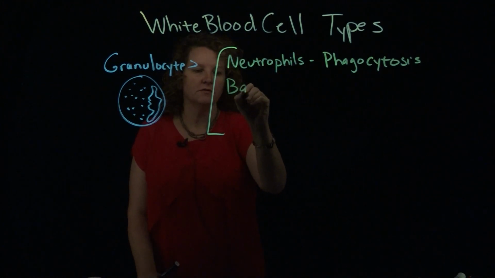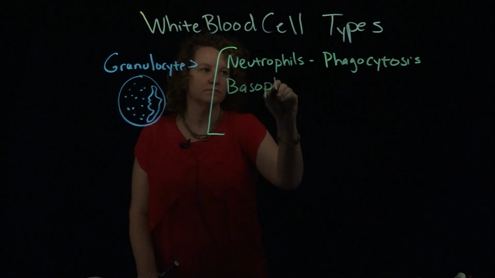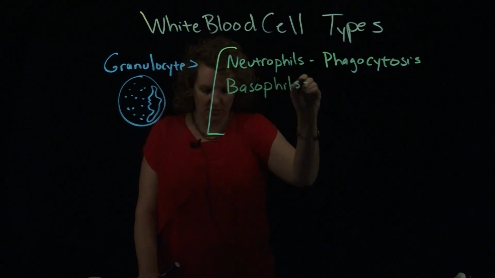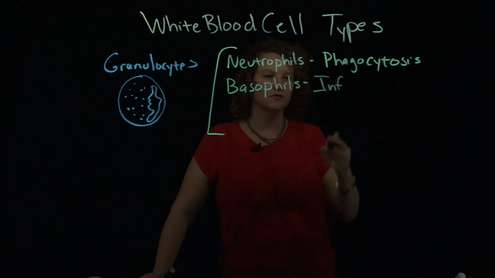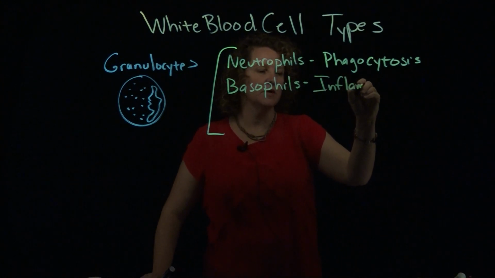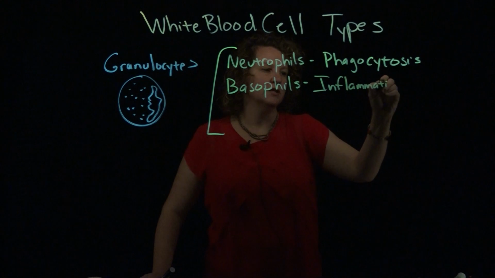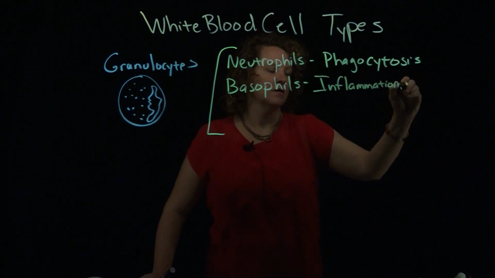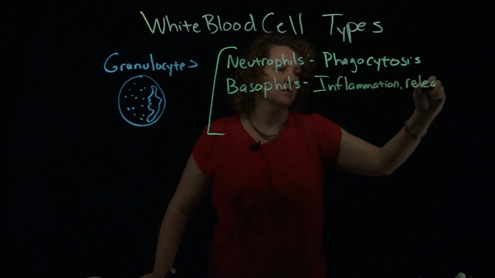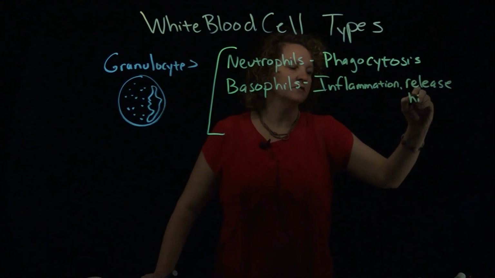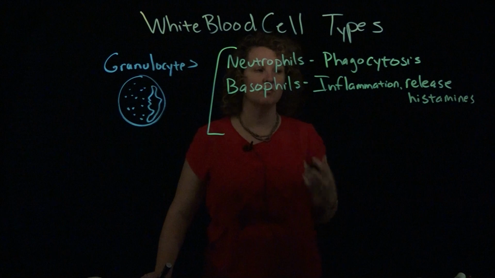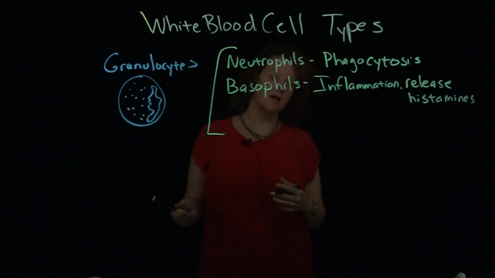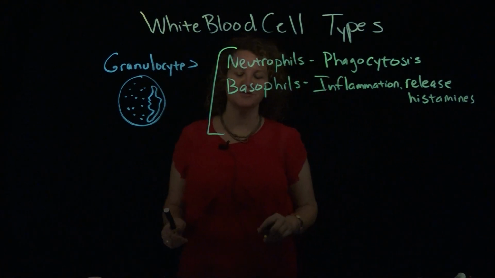The basophils, which work also, and again, a lot of cross overlap here. So, works with inflammation and release histamines. And so most of us have heard of the term histamines because if we have had any trouble with allergies, we take something called antihistamines to sort of dampen down this response.